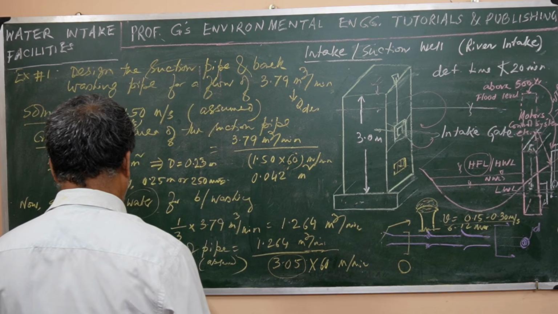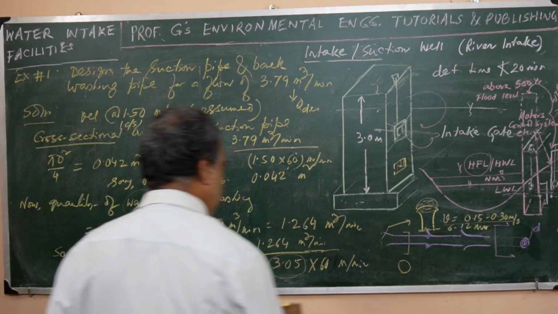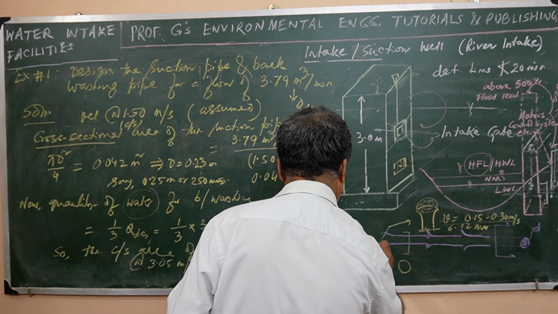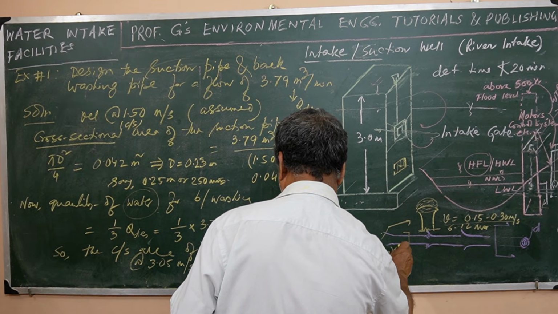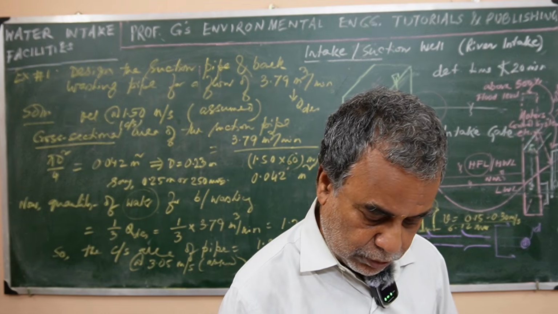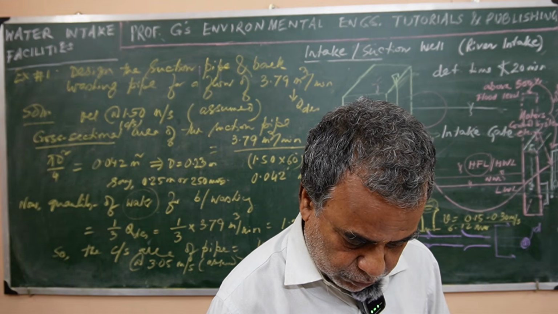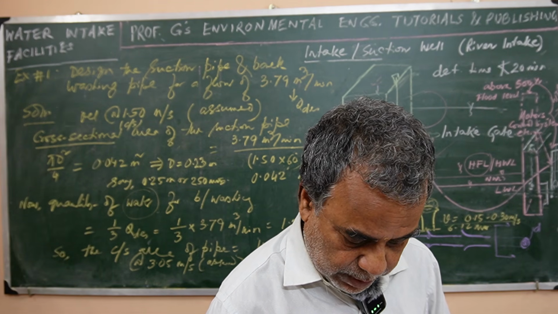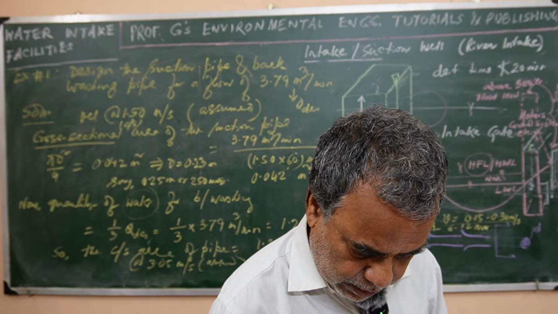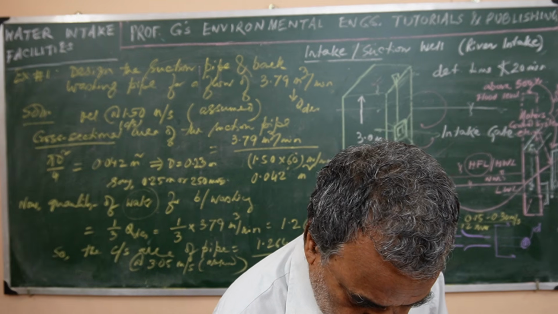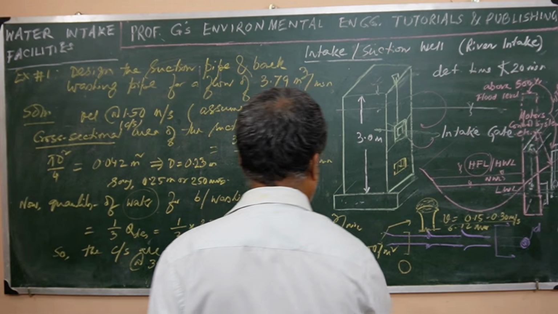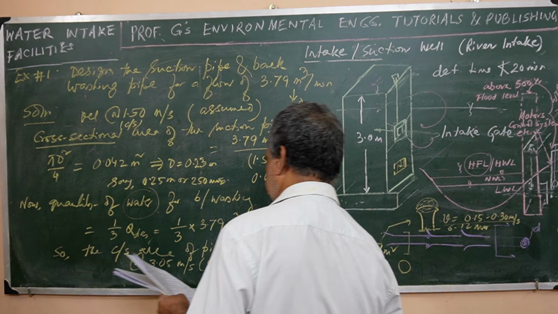Okay, so that will give, this one I am writing here, 0.007 meter square. Okay, you can check this. I don't remember whether I have checked this or not. 1.264 divided by 3.05 into 60. Yes, actually this is 0.0069, so we have taken 0.007. So we are writing, say, approximately this one.